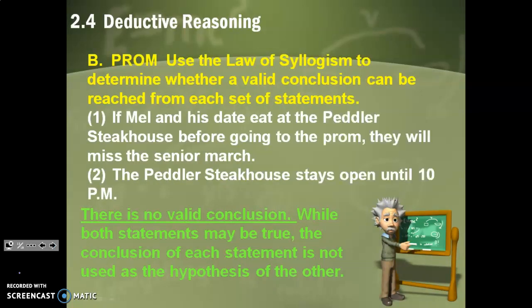Here's one, and you already see the right in here, but this is no conclusion. There's nothing that goes together in the statements, like P implies Q, and then there's just this random R statement. So not Q implies R, it's just Peddler's Steakhouse stays open till 10 p.m. Well, there's no rhythm, no connection between them, so there's no conclusion that can be made. So sometimes you'll see an example where you just might not be able to make a conclusion.